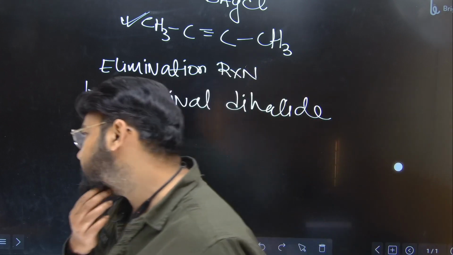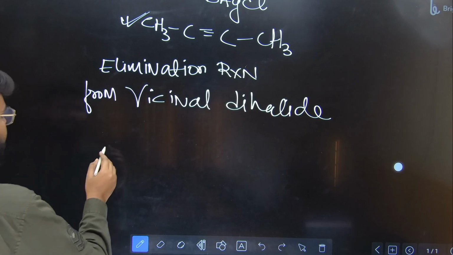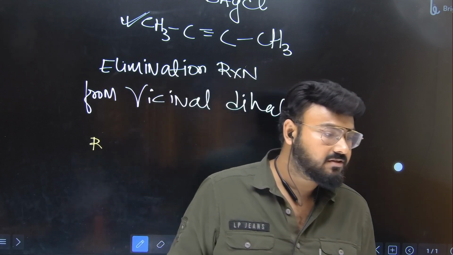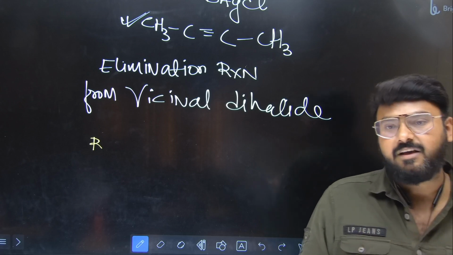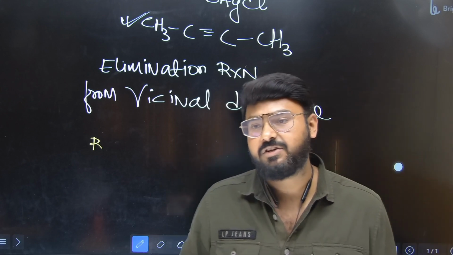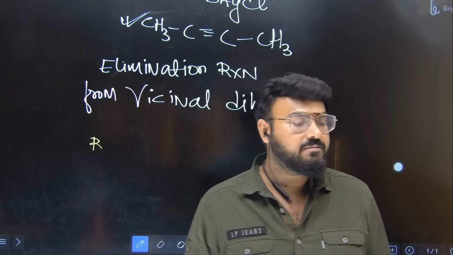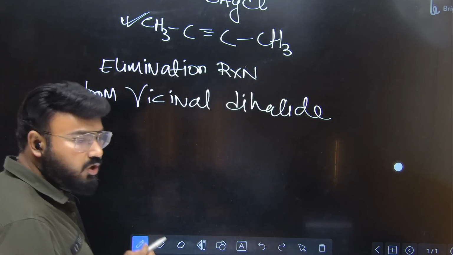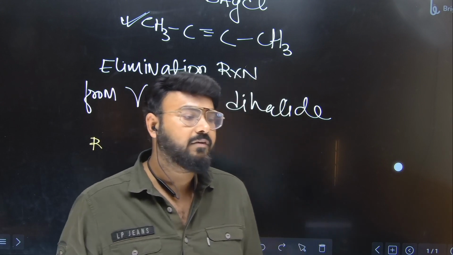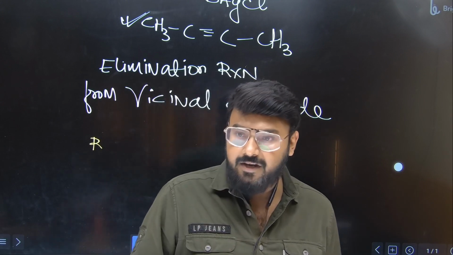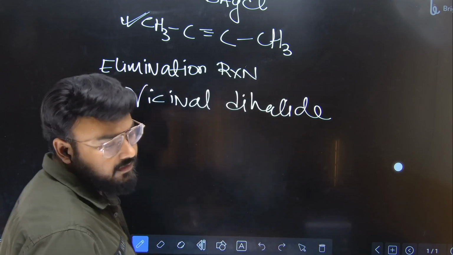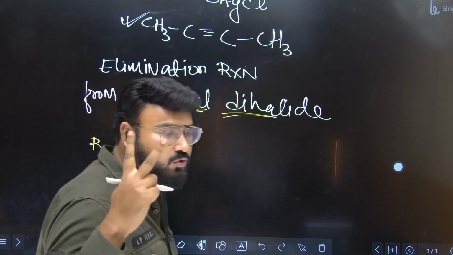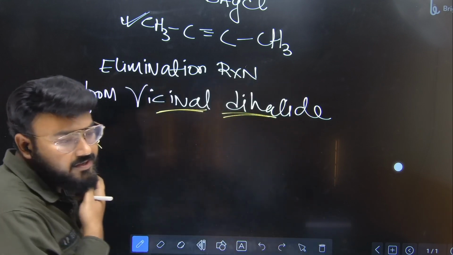From the vicinal. So guys, see, I'll draw it. Tell me, what do you mean by vicinal dihalide? Vicinal dihalide means each carbon has one halogen. When both the halogens are on the same carbon, we call them geminal. I hope it is clear. Shreya, you got it, no? When the halogens are on different carbons, we call them vicinal. When the halogens are on the same carbon, we call them geminal, okay? So first we are preparing from vicinal, and it's a dihalide, so it's about two halogens.